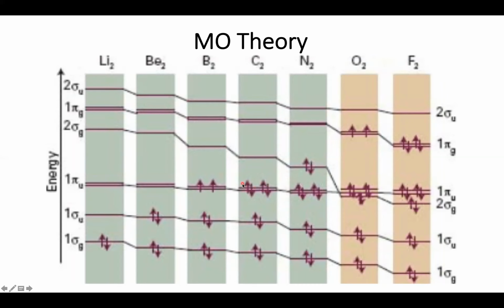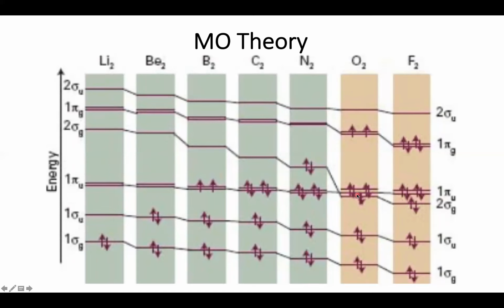Carbon now completely fills that pi shell, and then I get a little bit more electrons in nitrogen, and now I've filled both pi and sigma. However, as soon as I get to oxygen, something very significant happens, because now those sigma orbitals are lower than the pi orbitals. This doesn't have any real consequence because they'll all be filled anyways.